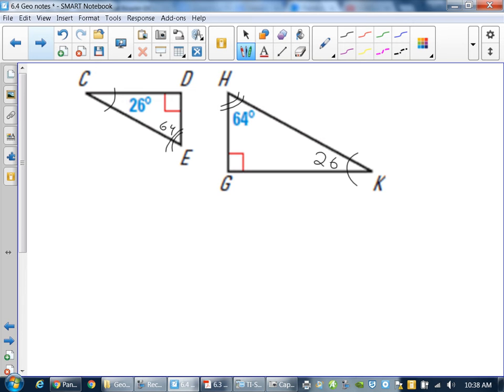So what you can do now is say that you've got two triangles that are similar to each other. Just pick a letter and work your way through it.